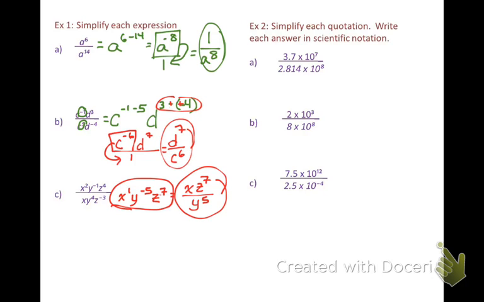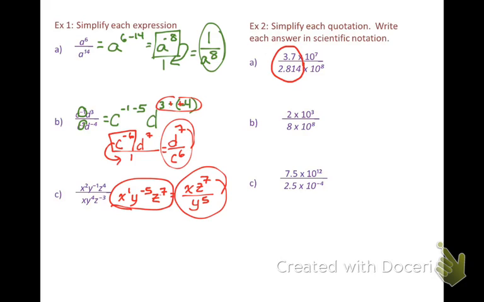All right, example 2, simplify each quotient. Write each answer in scientific notation form. So you'll need a calculator for this. First of all, you're going to divide these two numbers. So take your calculator and you're going to go 3.7 divided by 2.814.